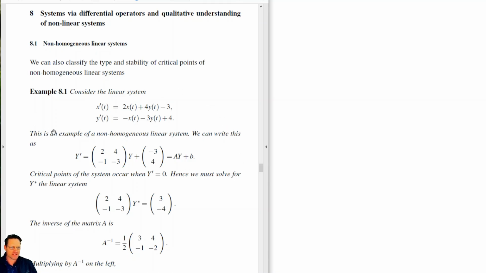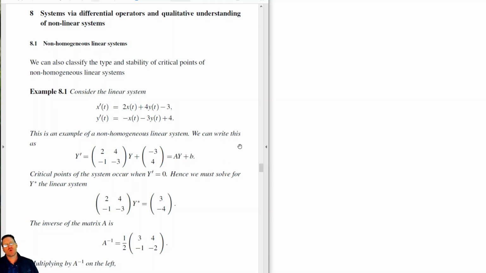So let's have a look at this example here. We have x dash is a linear equation, y dash is a linear equation. So we want to write this as a matrix equation. Now we can just read off the coefficients 2, 4, minus 1, minus 3 and put that in a 2 by 2 matrix. And then what's left over there is the minus 3 and the minus 4. We put that in a vector b. So we have y dash equals Ay plus b.